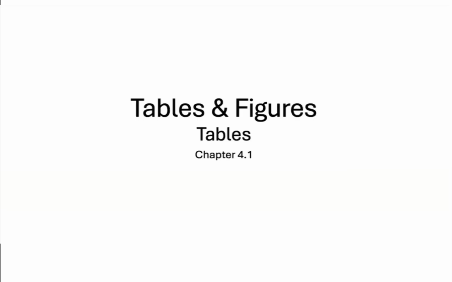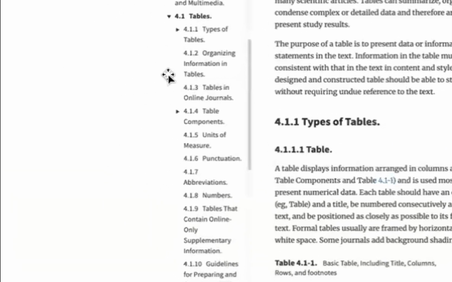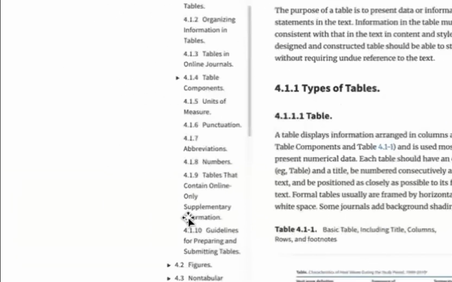Moving on to the tables and figures section, and this is chapter 4 of the manual. Let's start with tables first of all. So you can see here that we have a few different subsections here, and we will cover those briefly. Not too much to it. I'm going to tell you the main points here and show you a couple of examples.